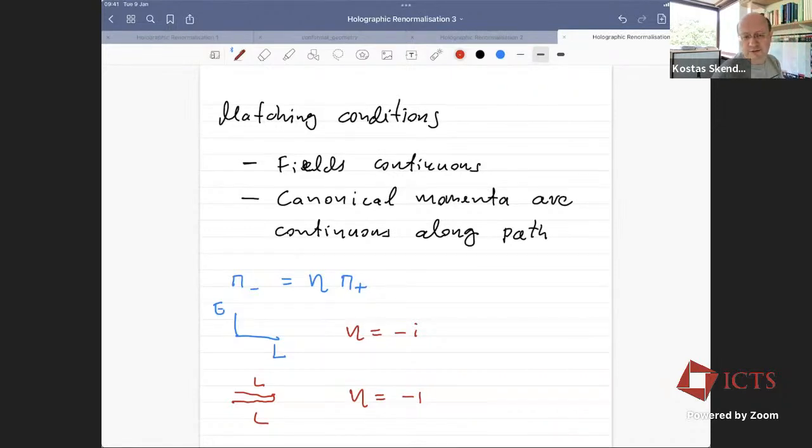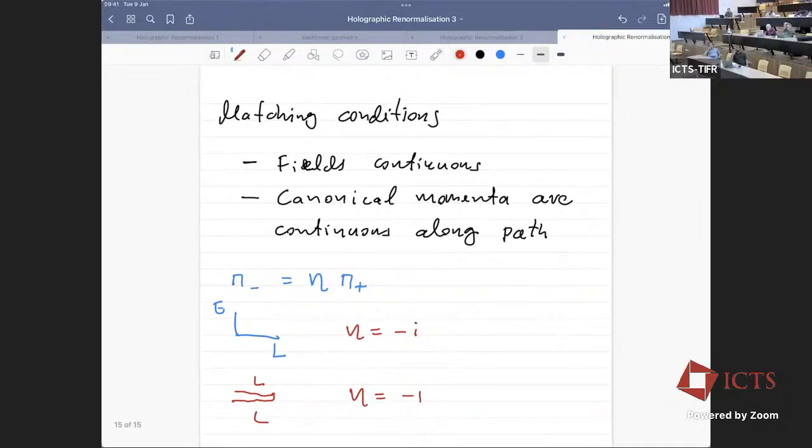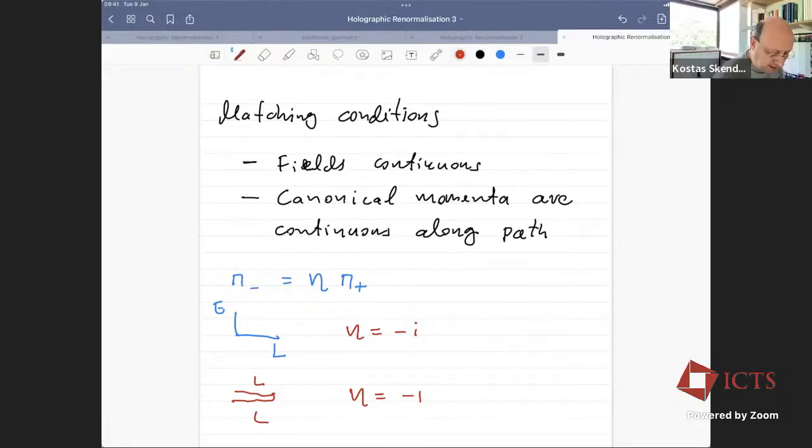So what I will do next is illustrate this using an example. Any questions? Sorry, continuous here means that there can be jumps when it is equal to minus one, for example. So the canonical momentum, when you go from here to there, should satisfy this condition with a sign. When I go from here to there, the canonical momentum will satisfy that condition with a minus i. And you will see in a minute how it's implemented.